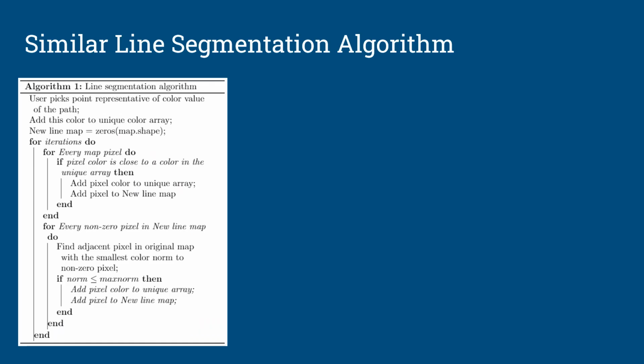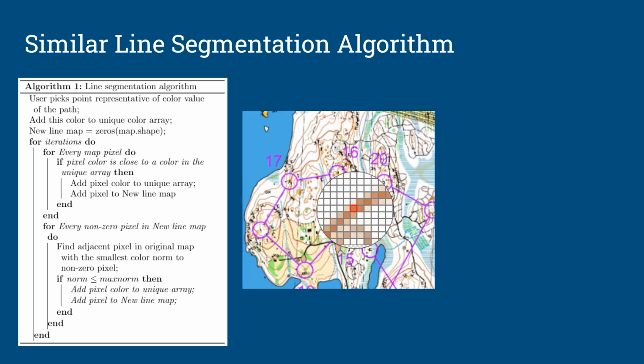To do this, we first had to segment the lines out of these maps, and for this we developed our own algorithm. First, the user selects a color on the map, corresponding to a pixel which matches the featured line's color perfectly. From this, we add this color to a unique color array, and then we iterate, checking which colors in the map are similar to this unique color array and expanding the array accordingly.